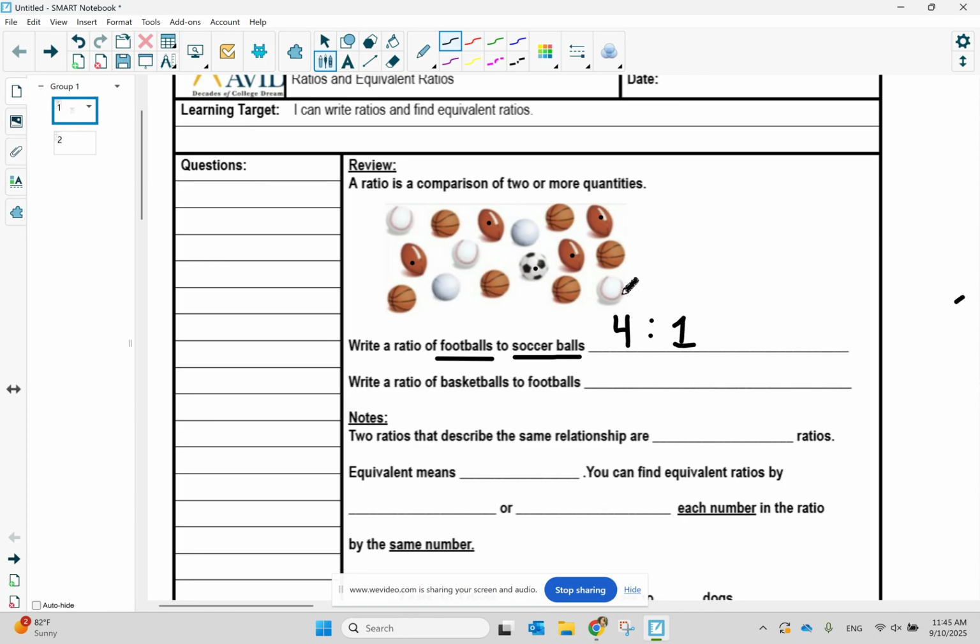The order that you write a ratio does matter. So since footballs comes first, you have to put the 4 first. Since soccer balls come second, you have to put the 1 second.